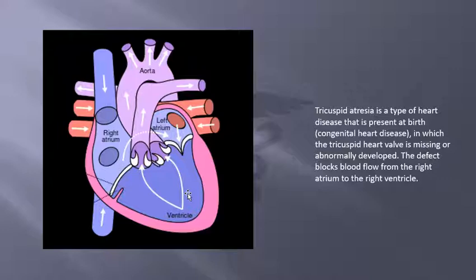And don't forget tricuspid atresia, very similar. This is a heart disease that is present at birth. It's typically congenital. It's where the tricuspid heart valve is missing. Well, that's a problem. Or isn't developed properly. So again, it's not adulthood, it's children. The defect blocks the blood flow from the right atrium into the right ventricle. Okay? So that's it for this video.